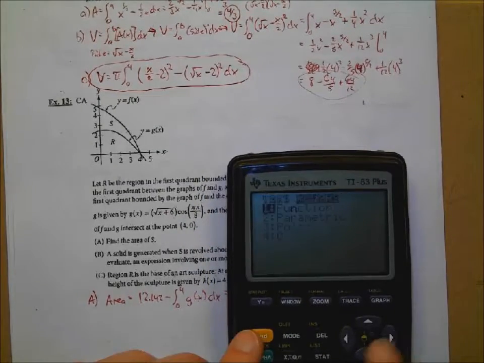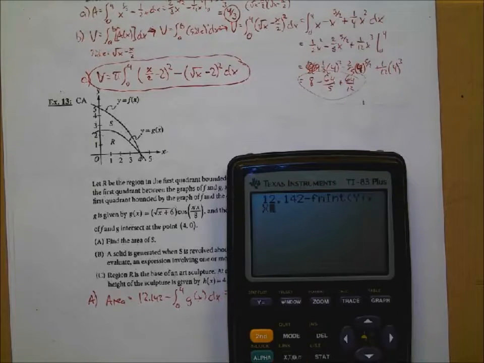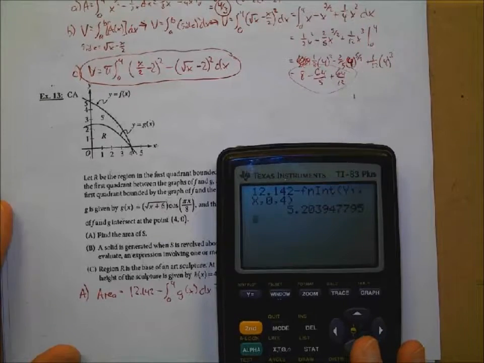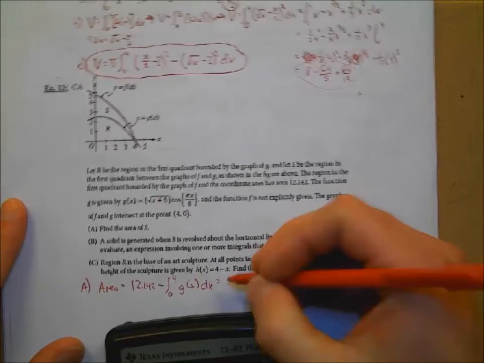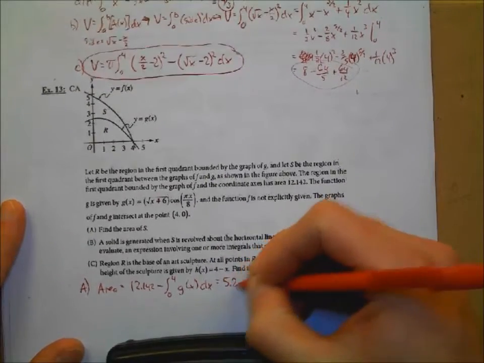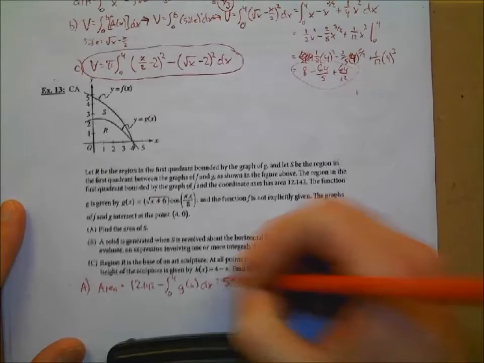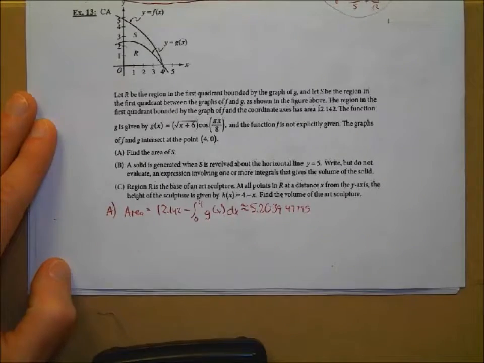Bars, y bars, function y1, comma, x, comma 0, comma 4. Okay, and when we do that, I get about 5.204. But again, if you want to give the full decimal there, that's fine. Then you don't have to worry about rounding or truncating.